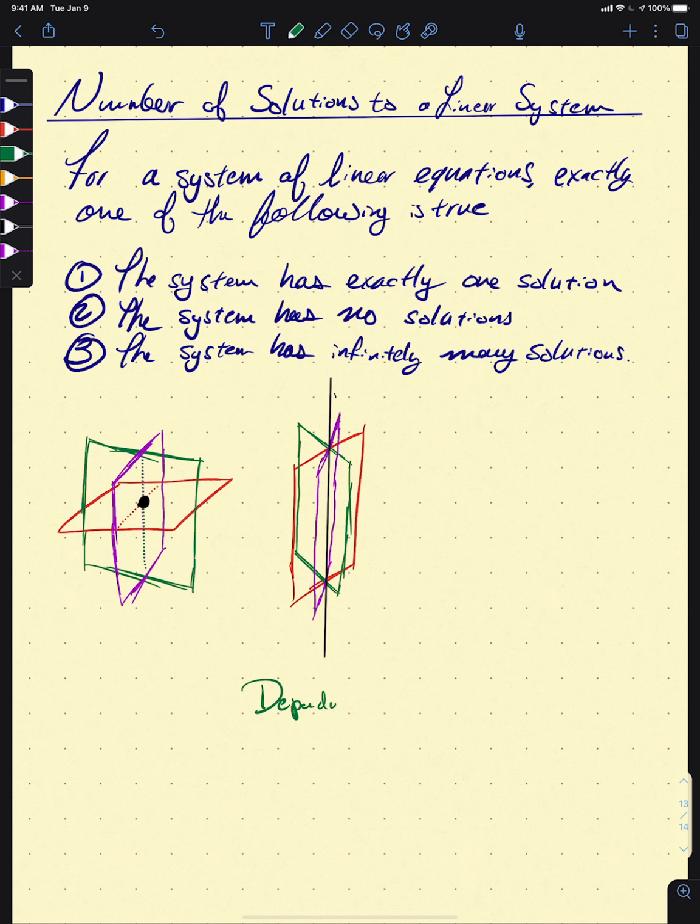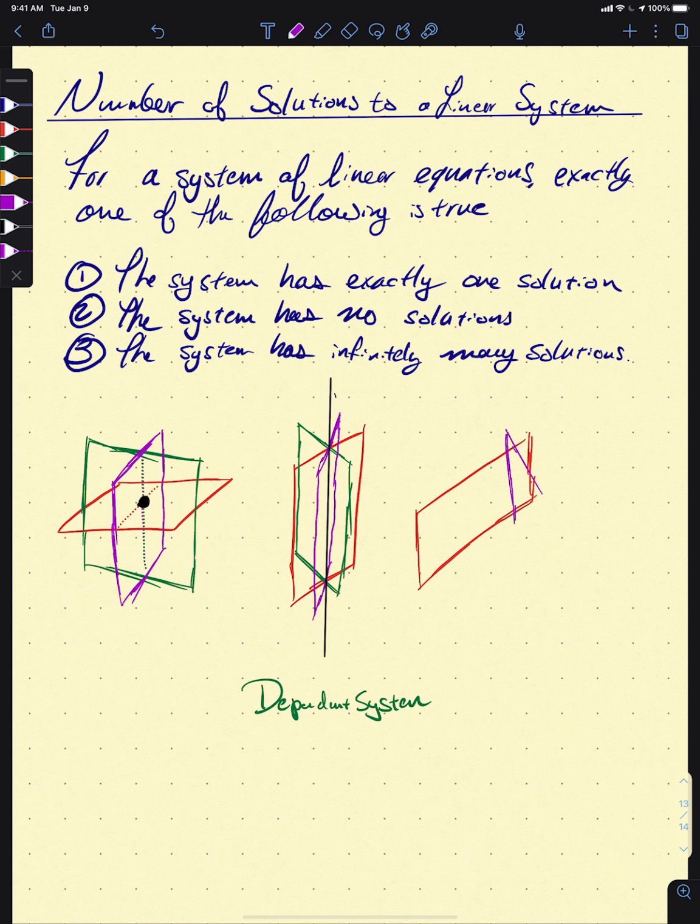But so this is our dependent system, right? This has infinitely many solutions. All of the solutions lie along this vertical line right here. Okay. And here's our third one. I guess these are out of order from that example, aren't they? I guess I'll move them around after.